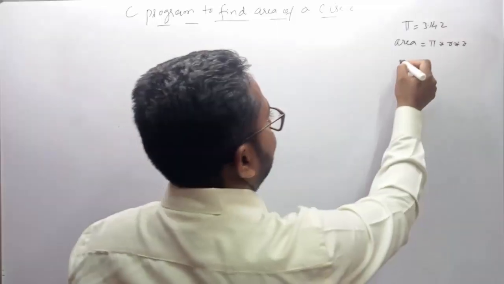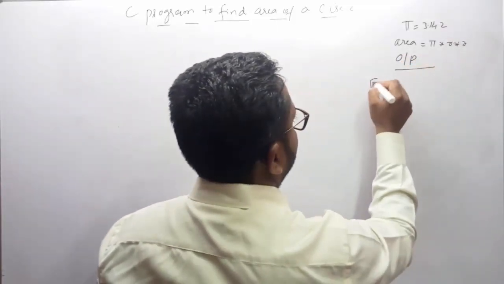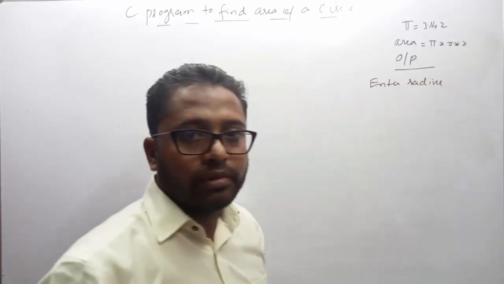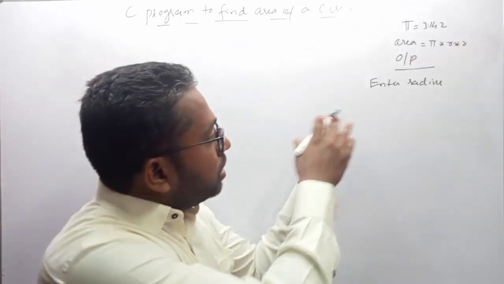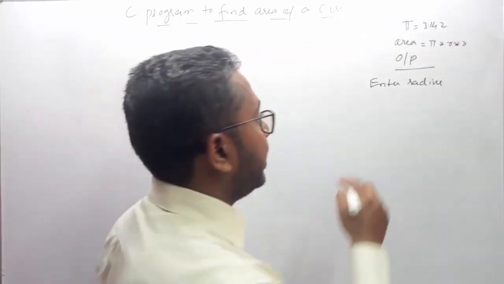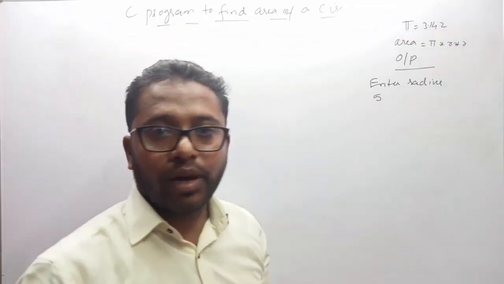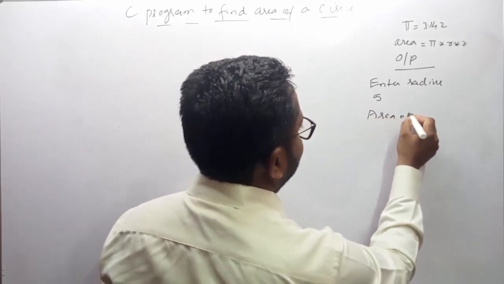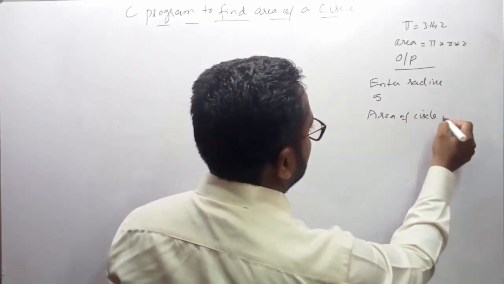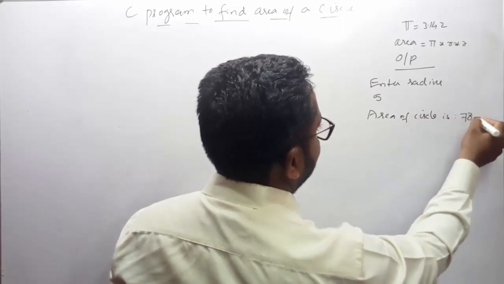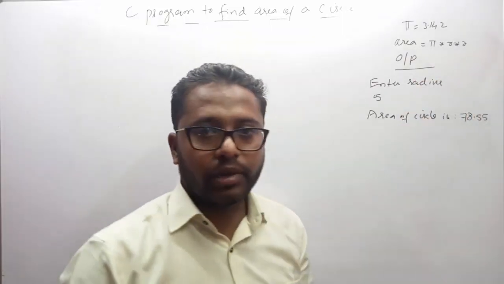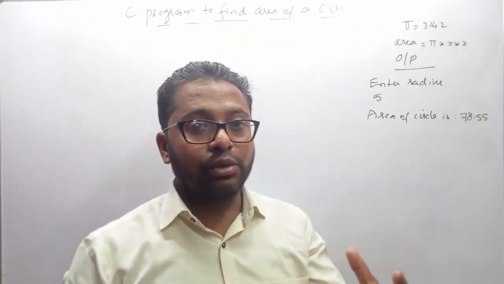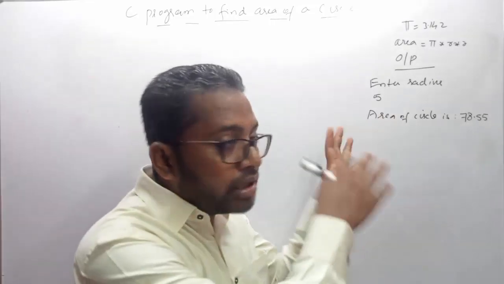Okay, now let us first write the output. Enter radius. When this program gets executed, the user will see this message, enter radius, then the user enters 5, then an output message, area of circle is 78.55. Like this output we need to display to the user when the program gets executed. So we need to write the program as per this output.